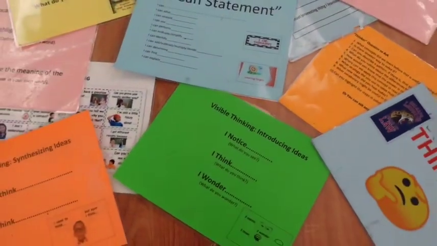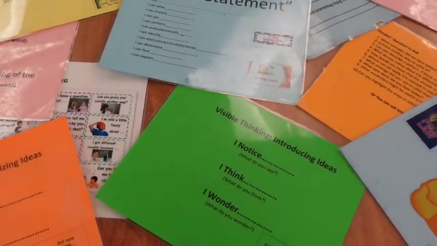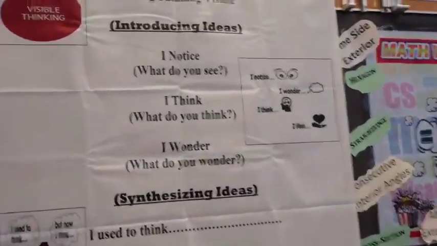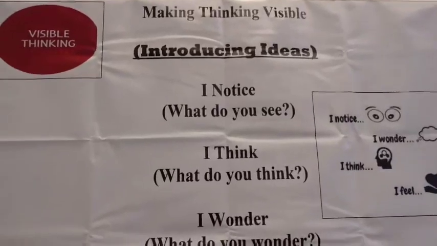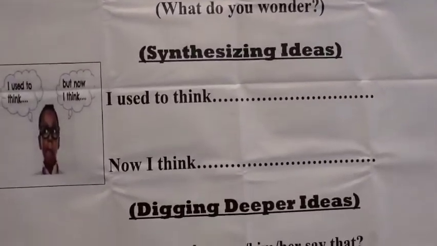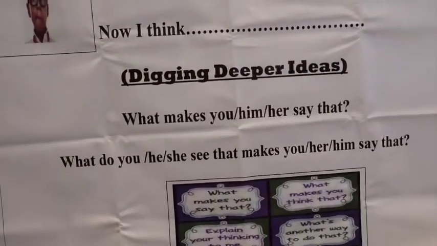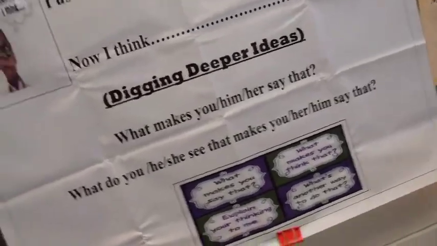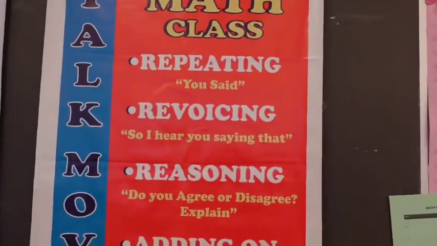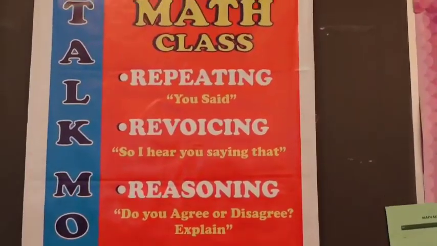For hallmark number two, talk and discuss to build conversation, I make use of the following role cards with sentence starters, as you can see. And I also use the following making thinking visible sentence frames wherein they can introduce ideas: I notice, I wonder. And in order to synthesize ideas, students can say I used to think, now I think, and also digging deeper ideas. These are the sentence frames I use in my classroom. I also have these talk moves for students to engage in rich discussion with one another.